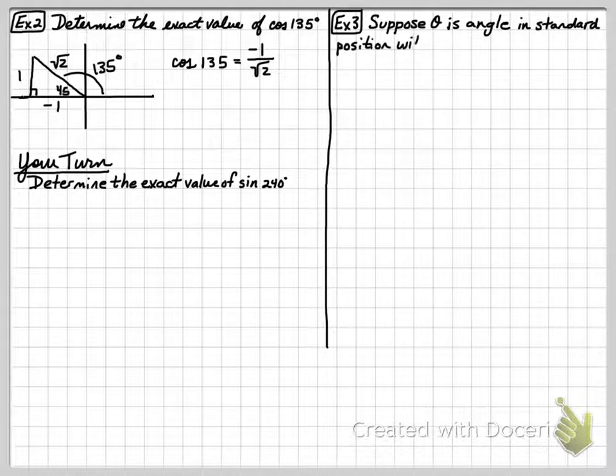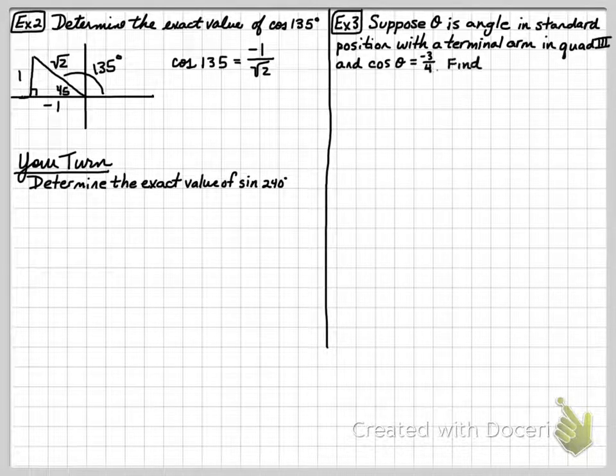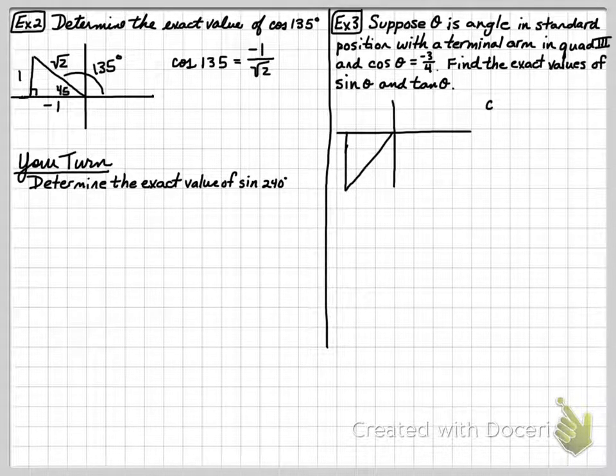Suppose our angle is in standard position with a terminal arm in quadrant 3 and cosine is negative 3 over 4. Find the exact values of sine and tangent. Well, it's in quadrant 3. We're going to draw the reference angle, and since it's negative 3 over 4, adjacent is going to be negative 3, and the hypotenuse is going to be 4.